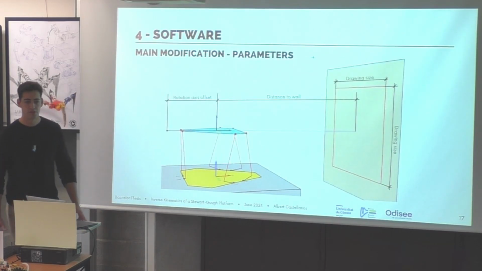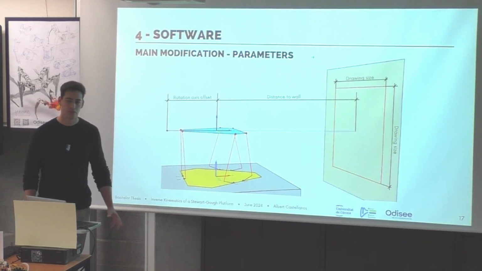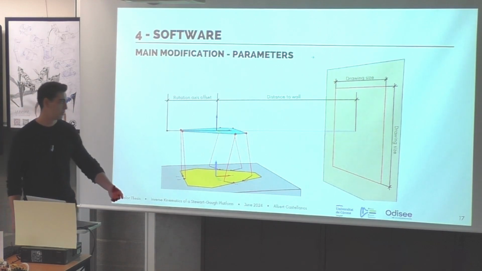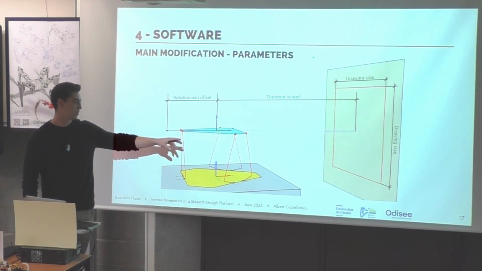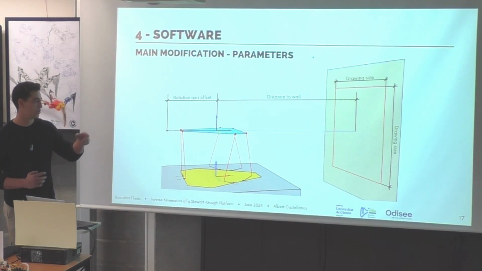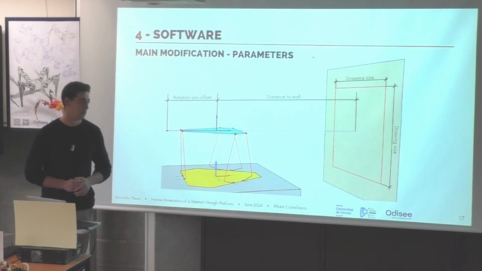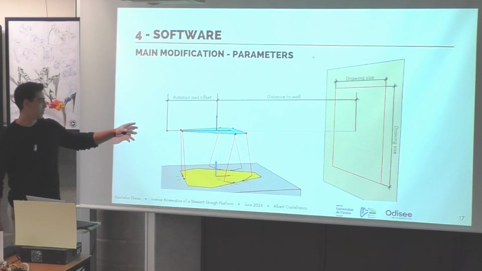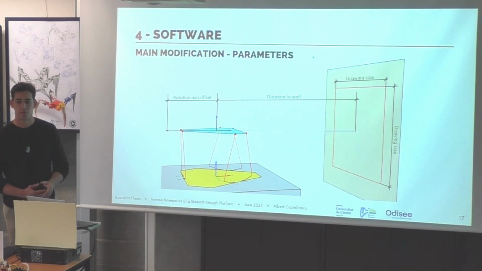To explain this transformation, there are 3 variables that are essential to the platform's movements. Firstly, the drawing size, which is pretty self-explanatory and is the size of the canvas where the SVG is going to be projected. On the other hand, we have these 2 variables that are measured when the platform is in its resting position, meaning that the laser pointer is pointing straight into the center of the wall. We have the distance to the wall from the platform's origin, and then the rotation axis offset, which is the distance from the platform's origin to the center of rotation.